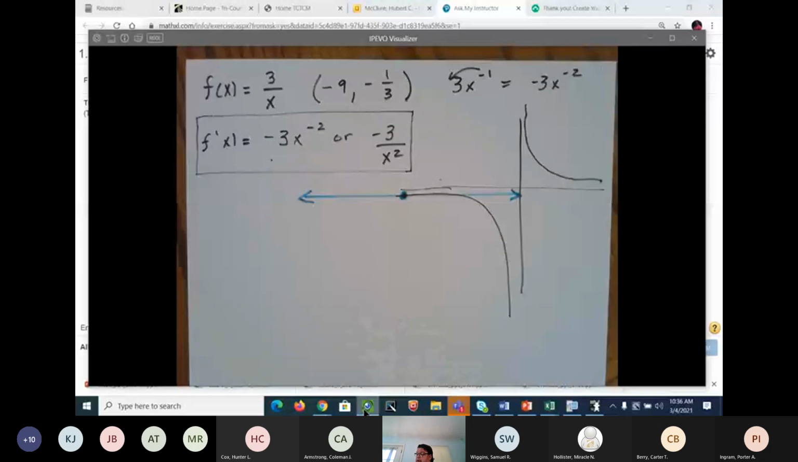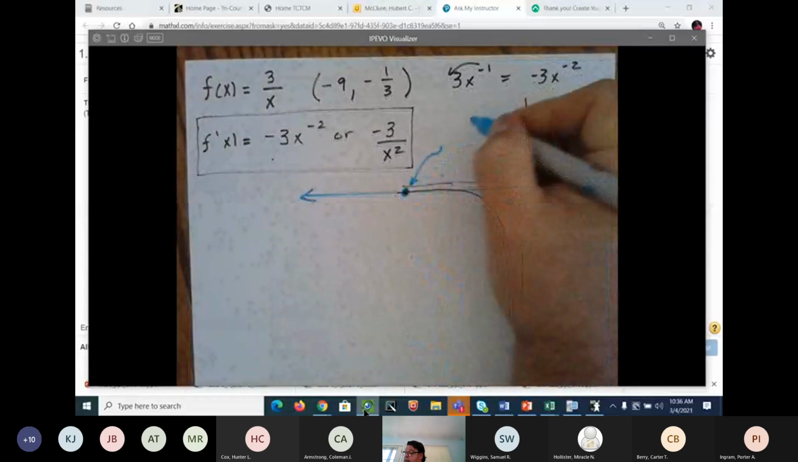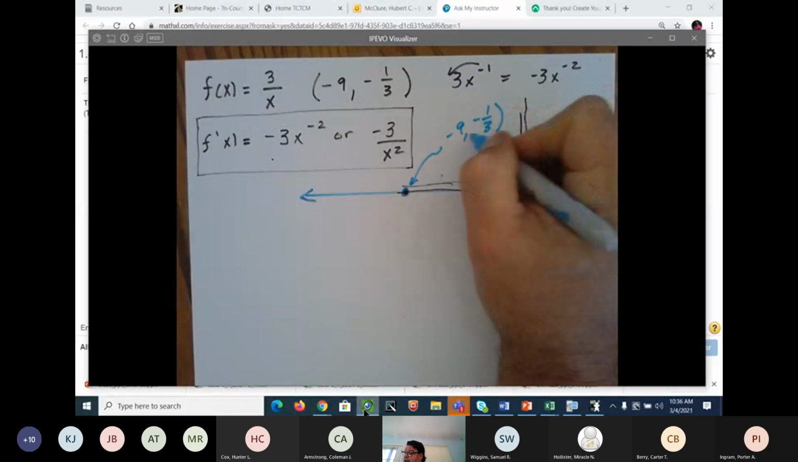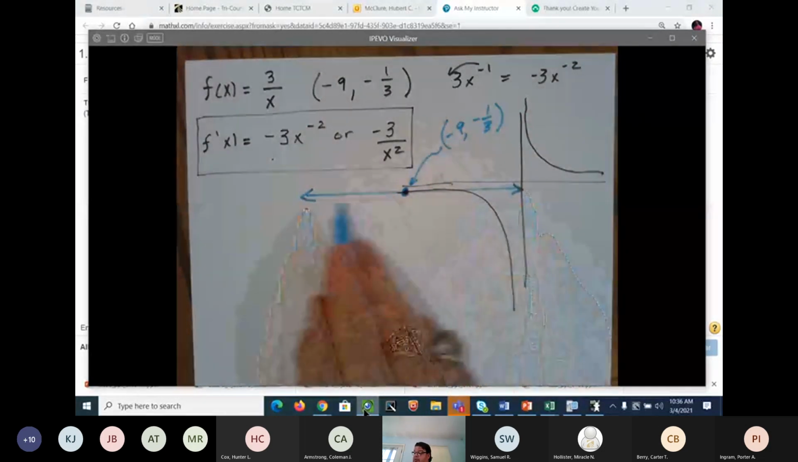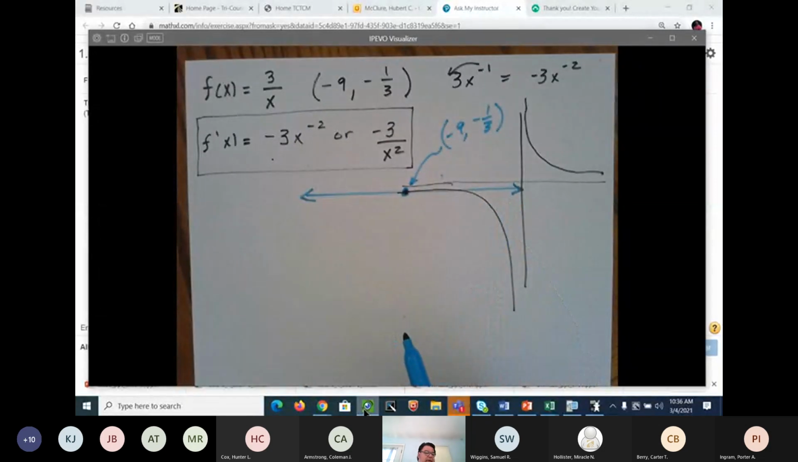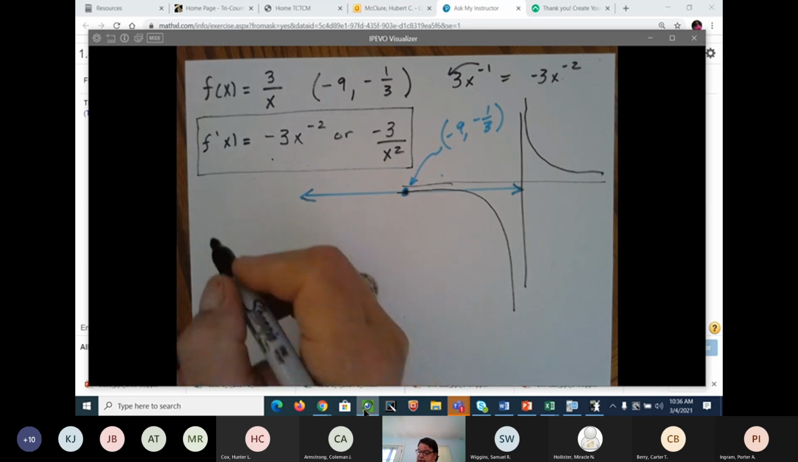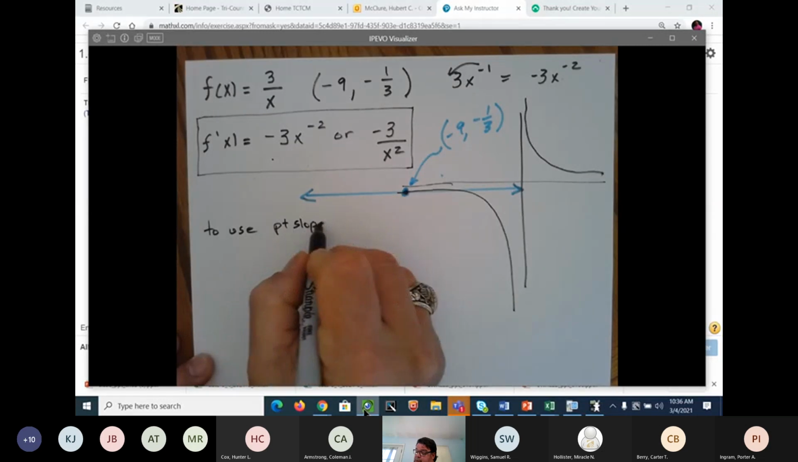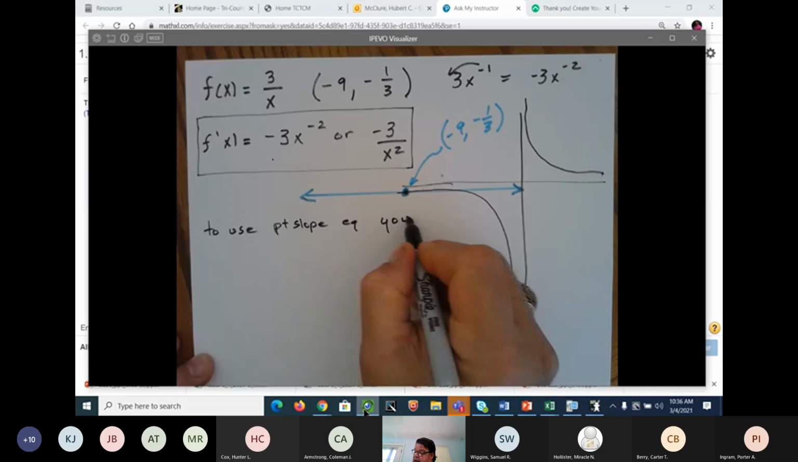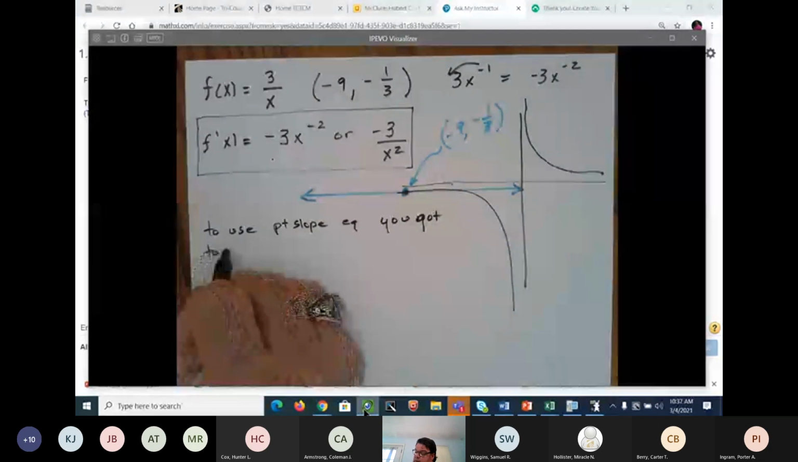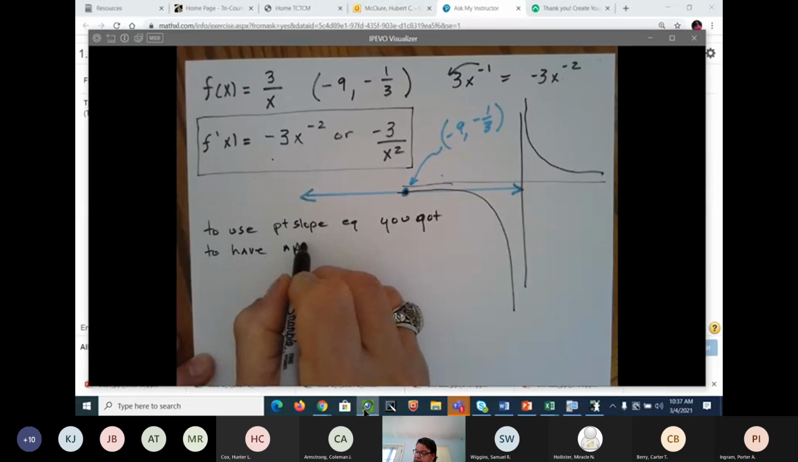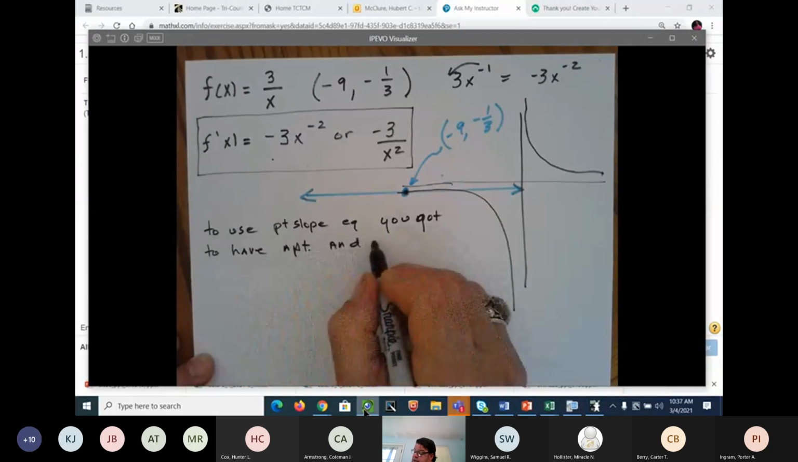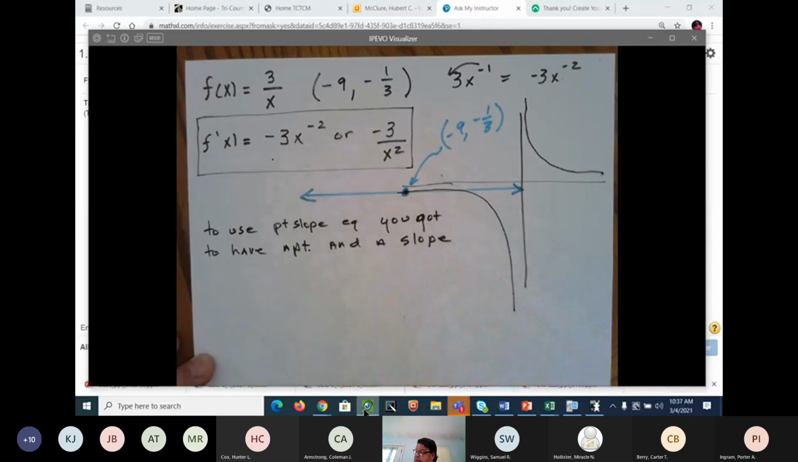And they want to know the equation for the tangent line at the point (-9, -1/3). Now, you may not be able to see if it's negative or positive, so that's why you do the algebra. First we've got to find the slope so we can use the point slope equation. To use the point slope equation, you've got to have a point and a slope. We got a point, we don't have a slope, so we've got to find it.